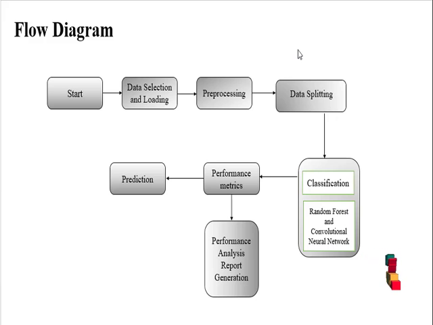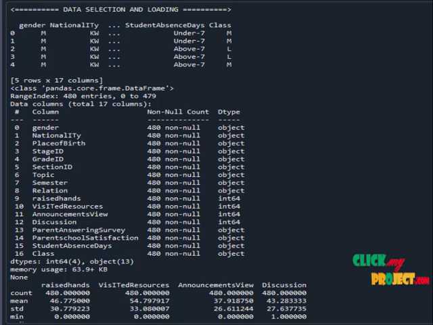And then the fourth module is classification, that is algorithm implementation. Here we are going to implement a random forest, which is our proposed algorithm, and then we are going to see our existing algorithm, CNN. And then performance metrics. Here we can check the accuracy level, classification report, and confusion matrix. At last, prediction. By giving a random input, we are going to predict the performance of the student. Now we are going to see our project output.